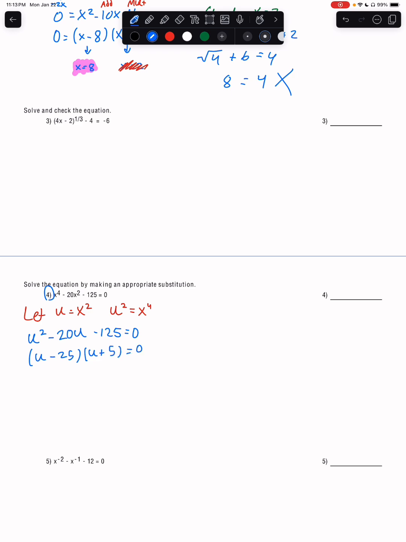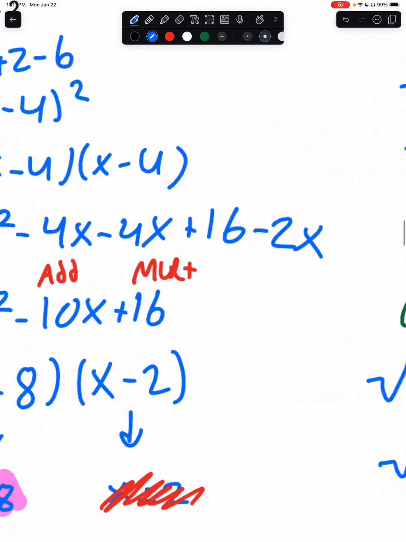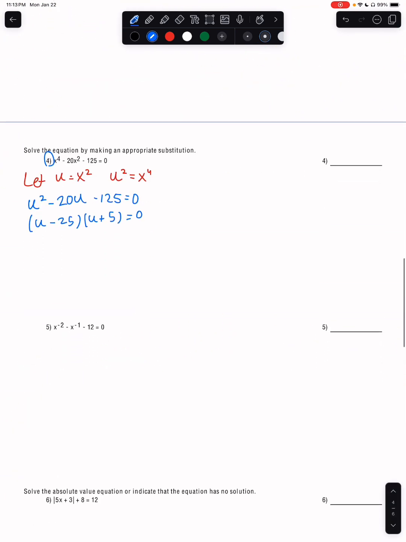And this is just the same as what I was doing earlier with the multiply and add. You can get u minus 25, u plus 5. Solve for u. Move the 25 to the other side. And we've got to make sure when we solve it like this for u, we change u back to the x squared. So x squared equals 25. Take the square root of both sides. And x is equal to plus or minus 5.